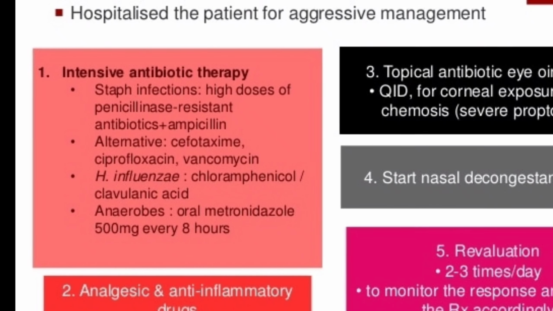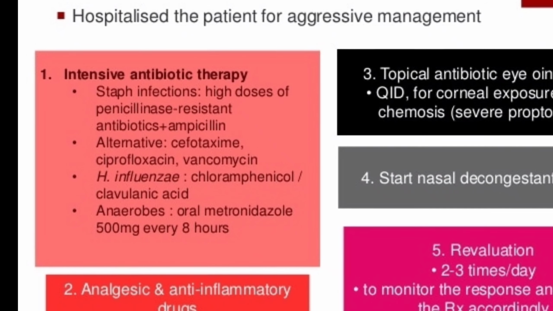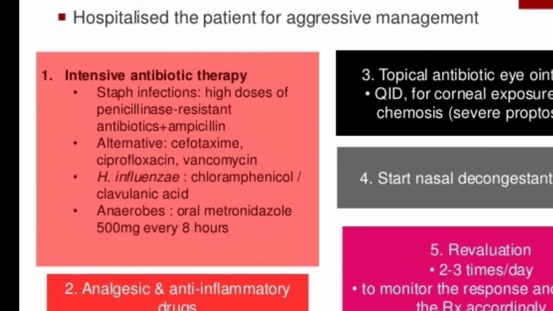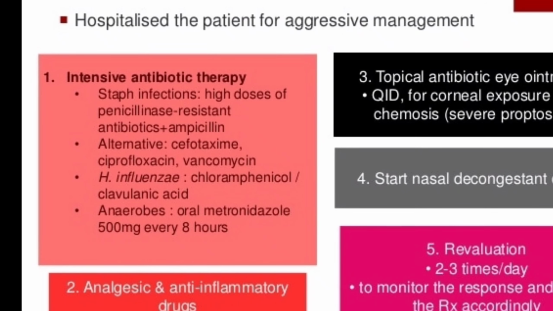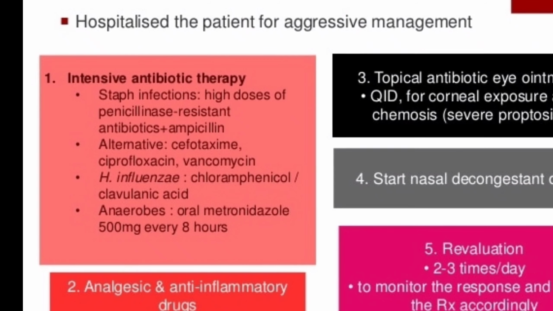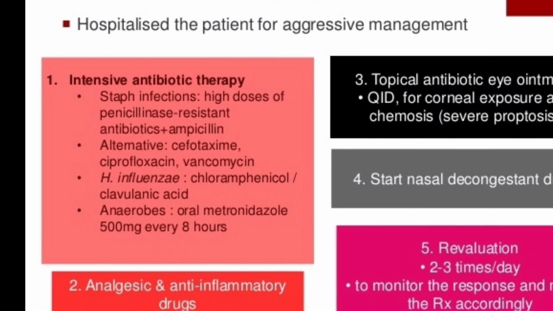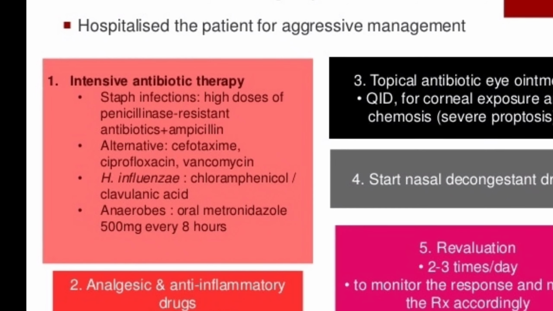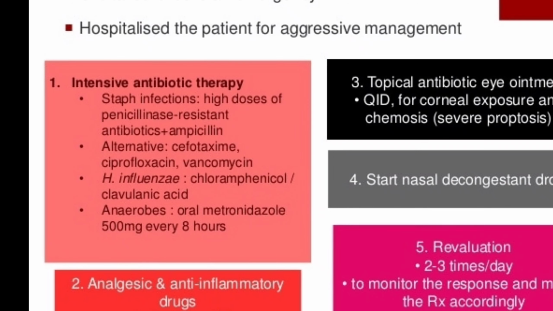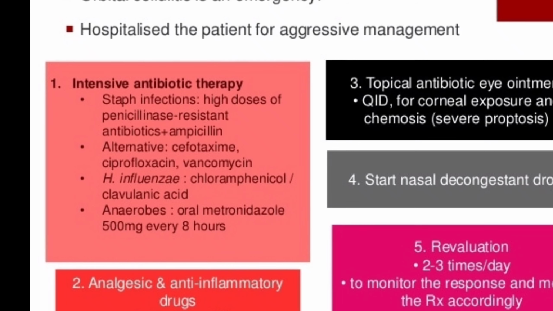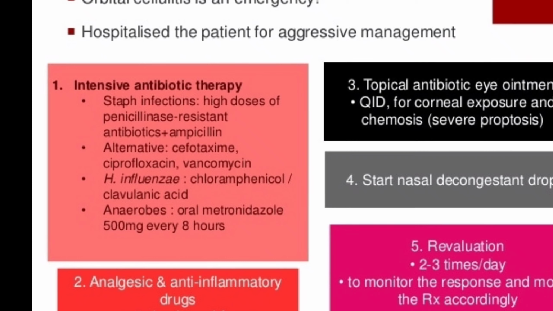Then we go for systemic antibiotic. What antibiotic in orbital cellulitis? You have to use a third generation cephalosporin, cefotaxime or ceftriaxone, 50 mg per kg, 6 hourly, and add flucloxacillin, 50 mg per kg, 6 hourly, or vancomycin if there is evidence of MRSA, methicillin-resistant Staph aureus, because the common organism will be Staph aureus or Streptococcus pyogenes or Streptococcus pneumoniae or Haemophilus influenzae.